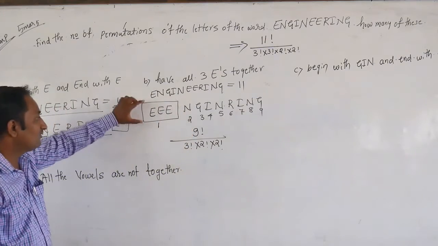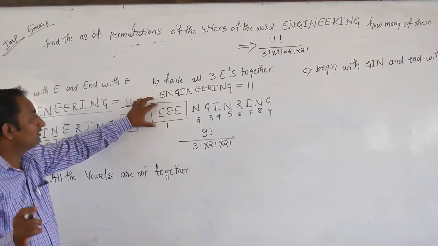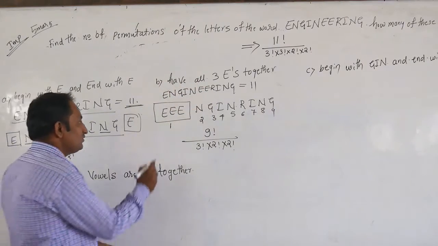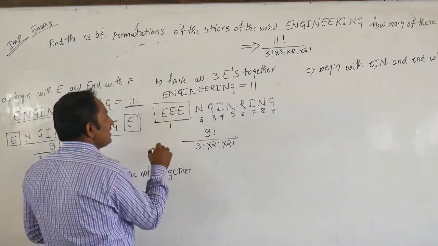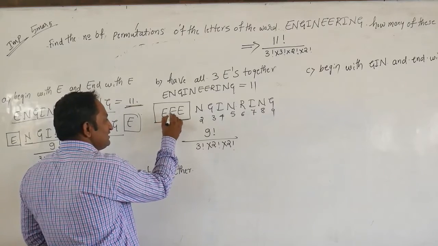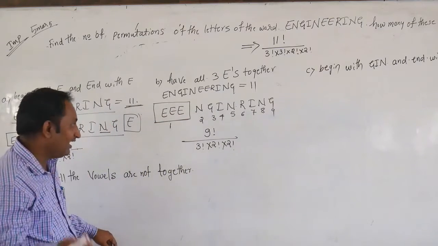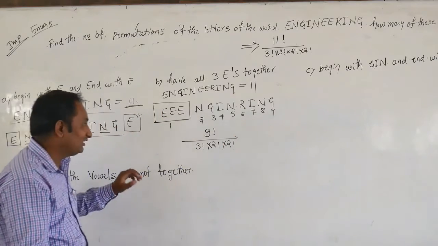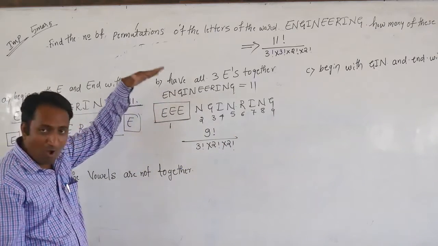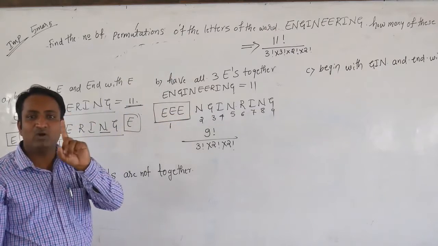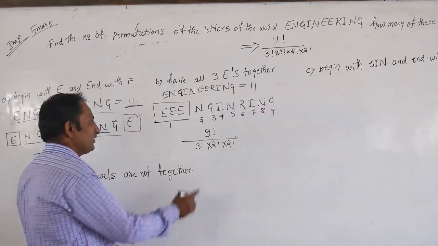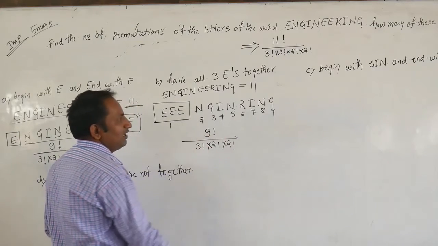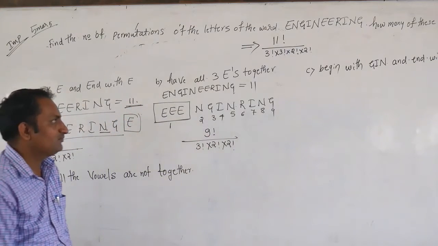Here all 3 E's are together, so this is one term. Suppose these 3 letters were different, we could take 3 factorial ways. Otherwise, since the 3 E's are together, only one word can be created. That's why the answer is 9 factorial divided by 3 factorial, 2 factorial and 2 factorial.